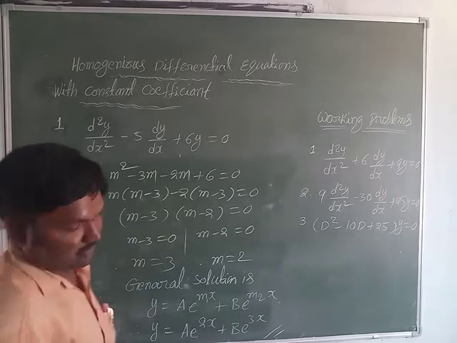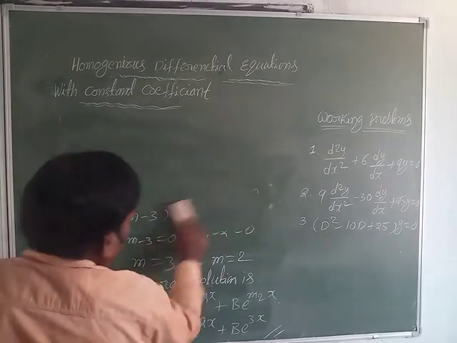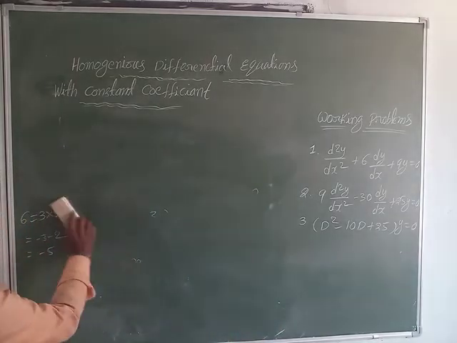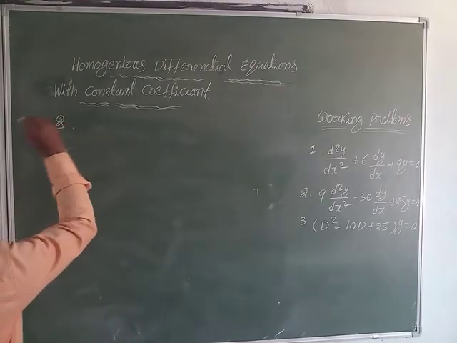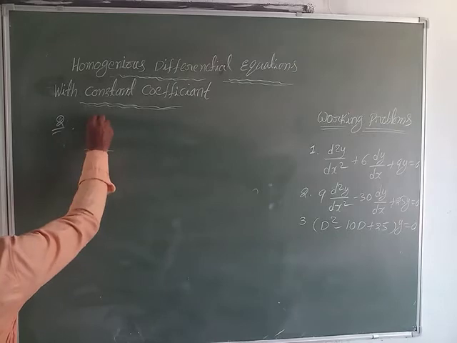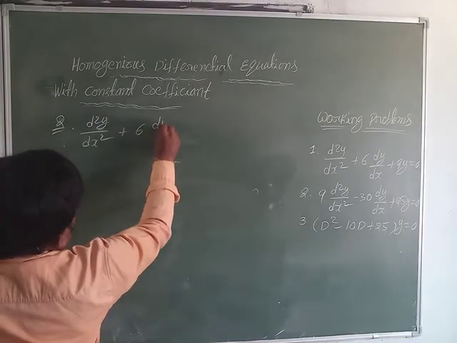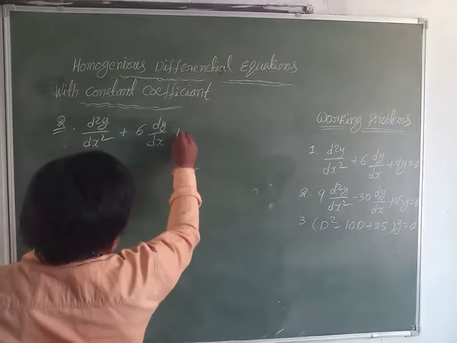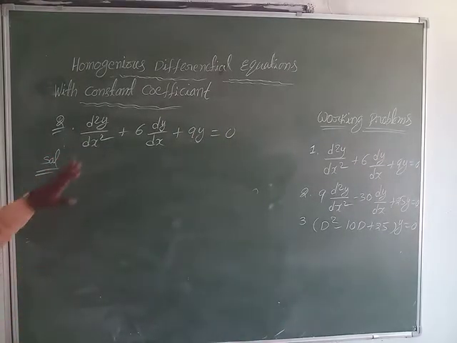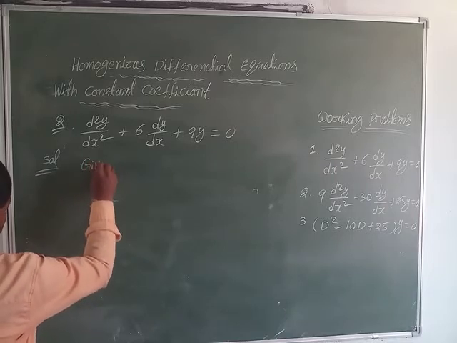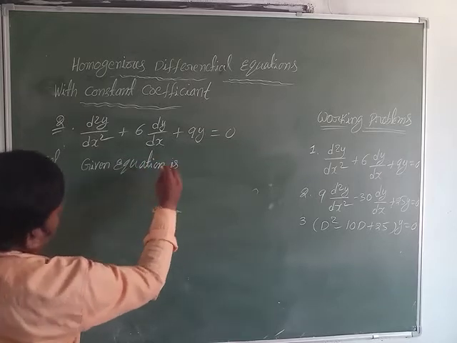Okay, we have completed one problem. So next we will go to another problem. That is the second problem. We will take d square y by dx square plus 6 dy by dx plus 9y equal to 0. So solve this problem. The given equation is in symbolic form.